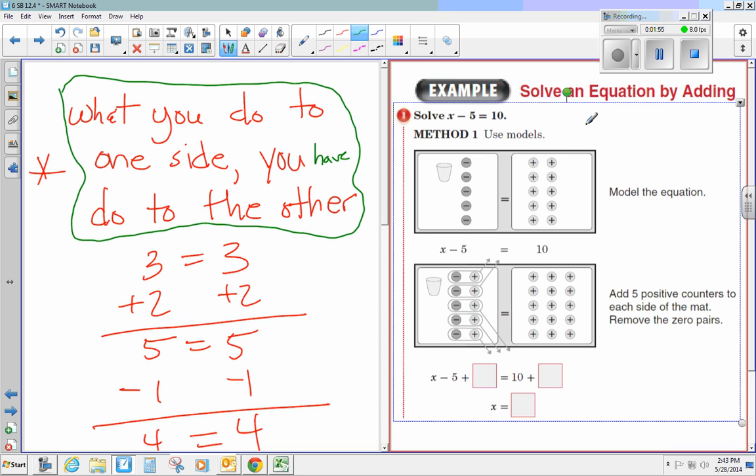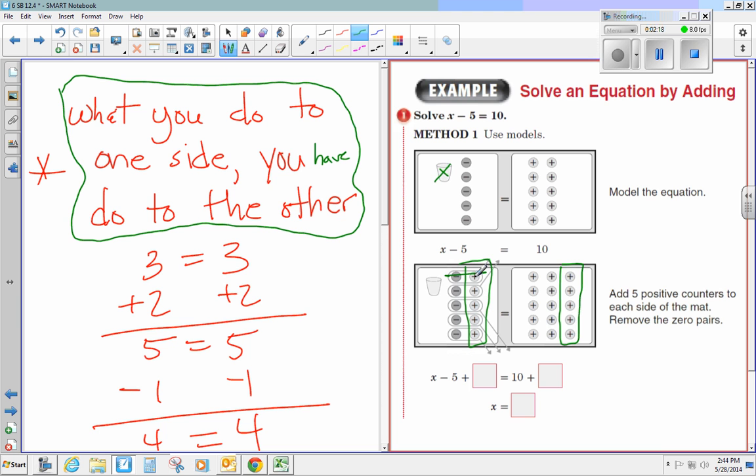negatives. Remember, using models right now is okay, but pretty soon in other classes, you're really going to have to just not think of these as models and just work it out. So here you have an x, an unknown, and then 5 negatives. And so we're going to put 5 positives here and add 5 positives here because these cancel out. And now you have a total of 15 positives on the right. Now, we added 5 positives to both sides.